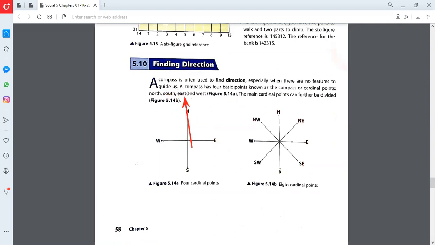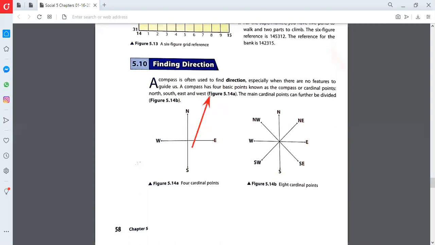So we use this compass. Why do we use a compass? To find out the directions. Because when there are no features to guide us, then we use the compass for the directions. A compass has four basic points.